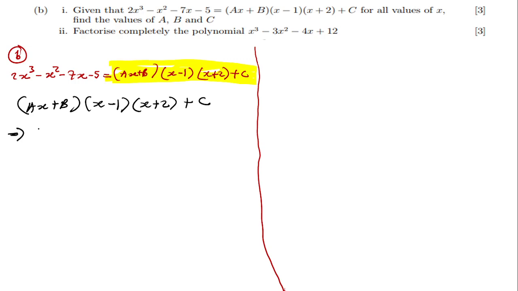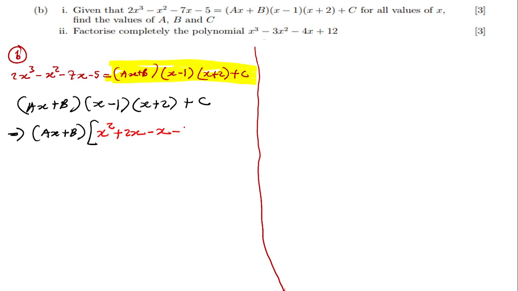So as I expand that, I'll say ax plus b. Since these are letters, I'll start with the numbers. So with the numbers, I'll expand them as follows. So I'll do x times x, it is x squared. X times 2, it is plus 2x. Then negative times x, it's negative x. Then negative times 2, it's negative 2. You have that, then plus c.